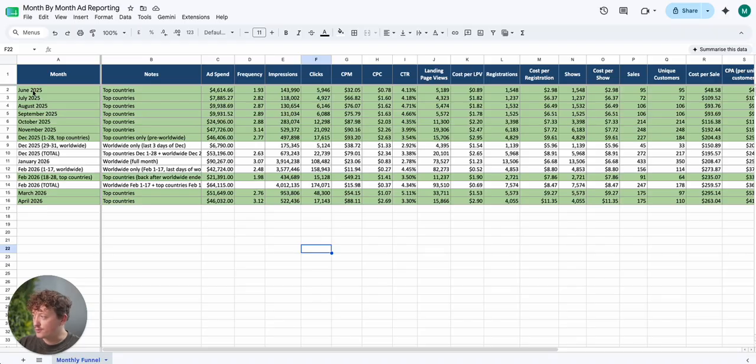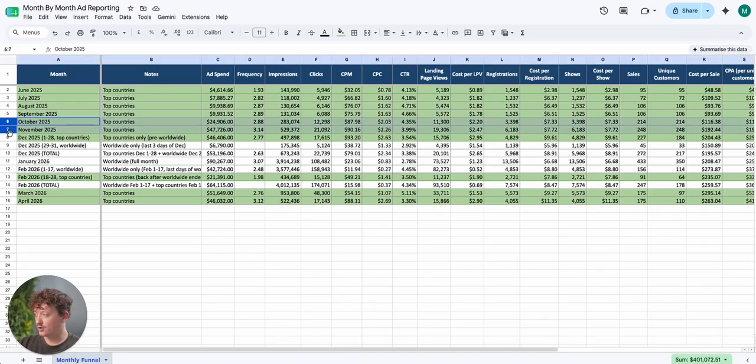So between June through to September, our ad spend was tiny, like 4 to 10 grand a month. We only really started taking things seriously in October and November. And then we brought on a media buyer who messed everything up for us around this period, which we quickly fired. But the point is we went to worldwide targeting for a bit in the middle, and then we went back to doing top countries at the end of February. And so some of this data is skewed, hence this highlighted green section.